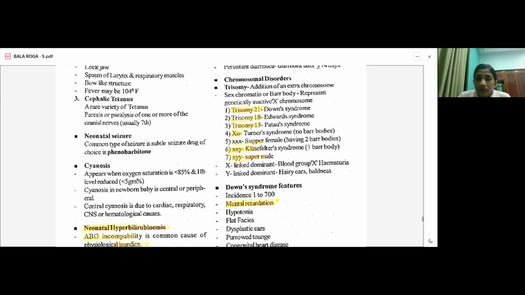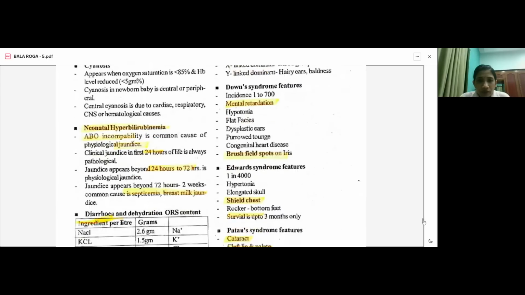And in case of Turner syndrome, that is 45 X0, there are no Barr bodies. And triple X, that is super females, have 2 Barr bodies. And in case of Klinefelter syndrome, 47 XXY, here 1 Barr body is present. So mainly study trisomy 21 Down syndrome, trisomy 18 Edwards syndrome, trisomy 13 Patau syndrome, and also Turner syndrome and Klinefelter syndrome.